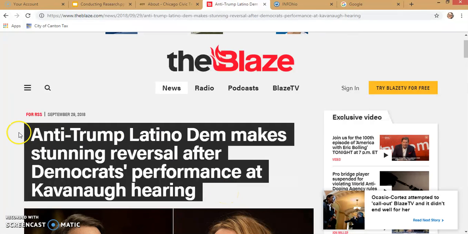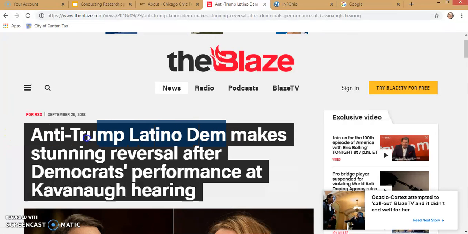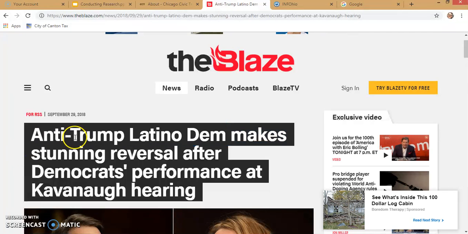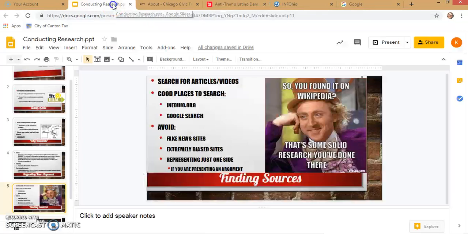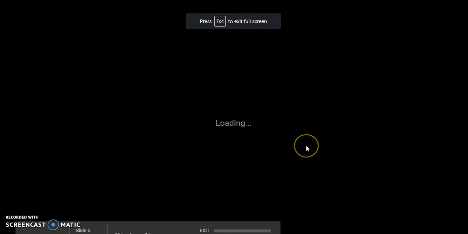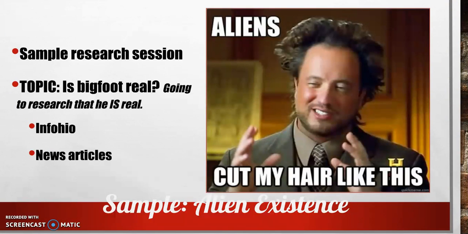So right here, I see that they're using the phrase anti-Trump. Okay, so rather than Democratic lawmaker or Democratic whoever it is, the title, they use anti-Trump Latino Dem. So right here, this is pretty sensationalized piece of information. So right there, that to me says, hey, this is probably pretty biased. All right, so you just got to be careful about it, got to be aware of exactly what you're using. So those are examples of two sources that you wouldn't necessarily want to use. All right, so let's continue on.